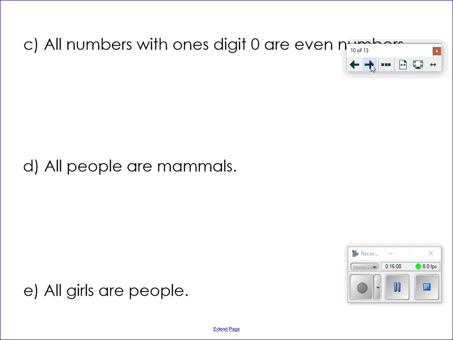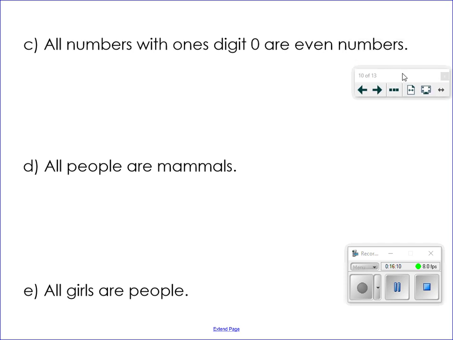What about this one? All numbers with 1's digit 0 are even numbers. Okay, so we can think of quite a few examples of this. This would be things like this: 1's digit that's 0, so 20, or 30, or 80, or 70. Any number that has the 1's digit 0 is an even number. That's a true statement. All of those are even numbers. They can be divided by 2.